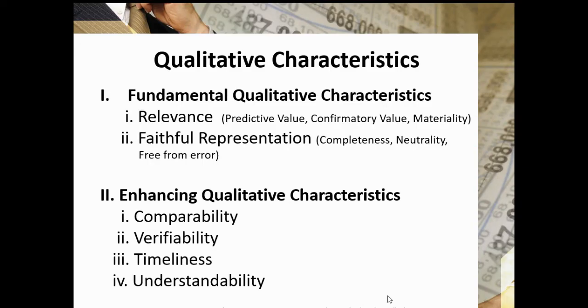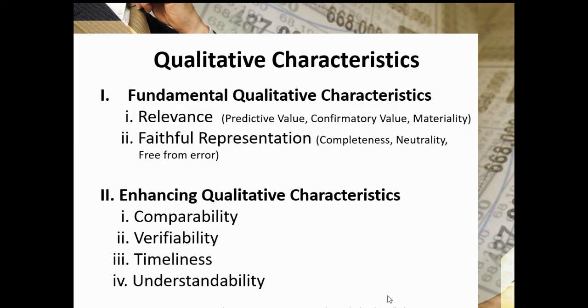So another qualitative characteristics, enhancing qualitative characteristics. So there are 4. First is comparability. Information is comparable if it can help users identify similarities and differences between different sets of information. Unlike the other qualitative characteristics, comparability does not relate to only one item because a comparison requires at least 2 items. Comparability, so may kino-compare ka.